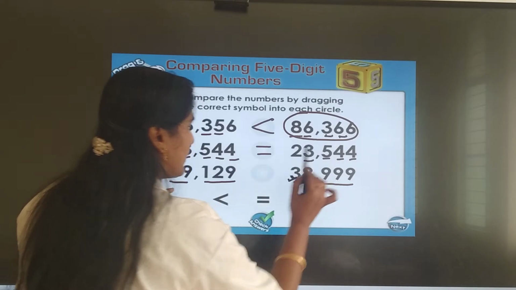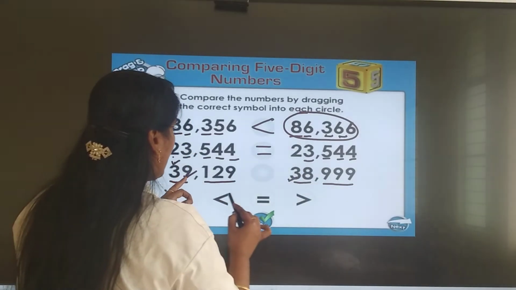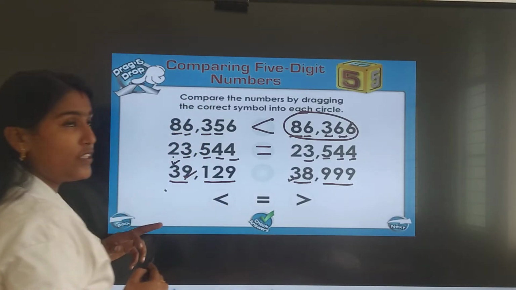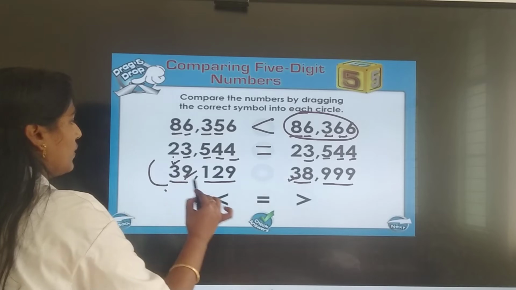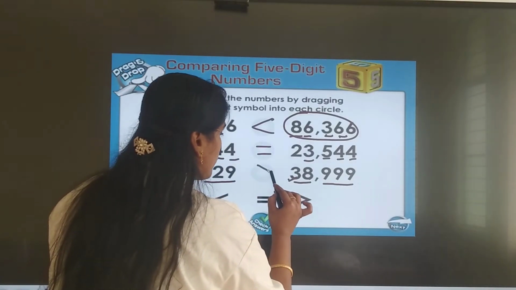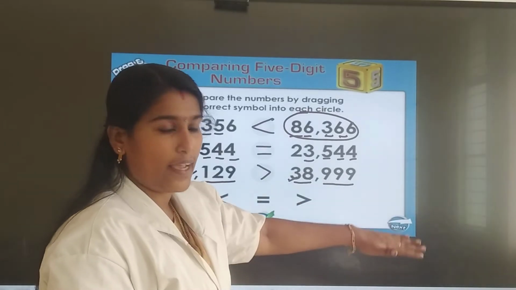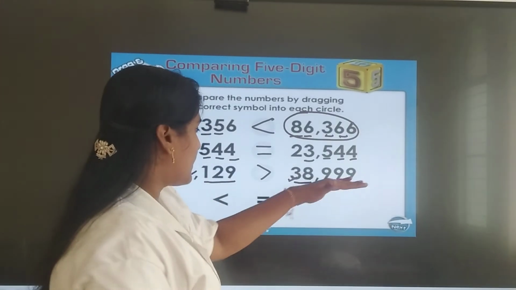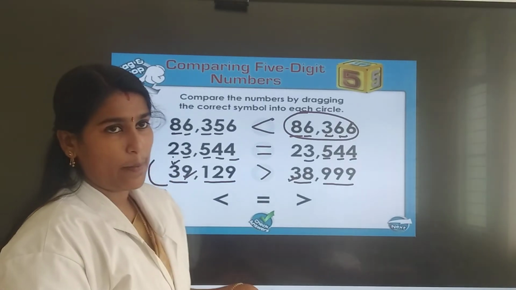Here it is 3, here it is also 3. In the ten thousands place, and in the thousands place, see here it is 9, here it is 8. Which one is the greater, 9 or 8? Yes, 9 is greater. So 39,129 is greater than 38,999. Hope it is clear. Okay, comparing the numbers up to 5-digit numbers.